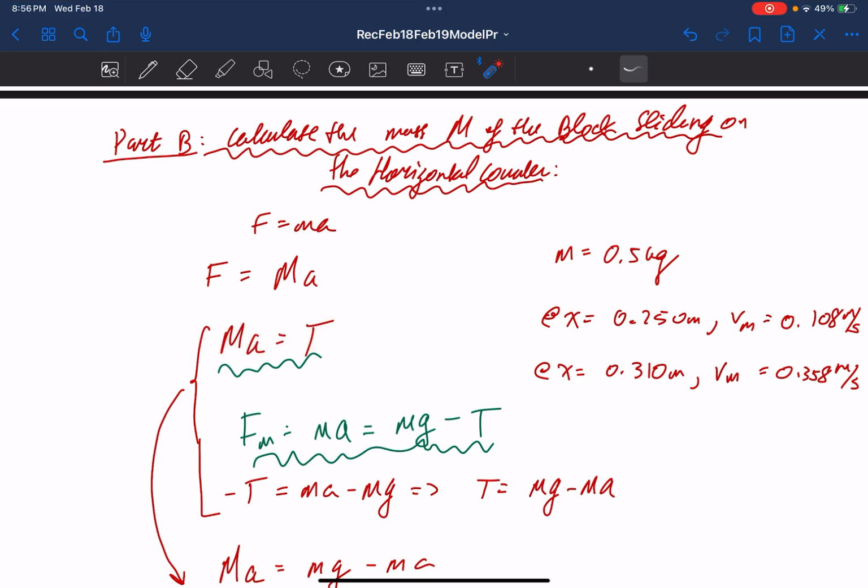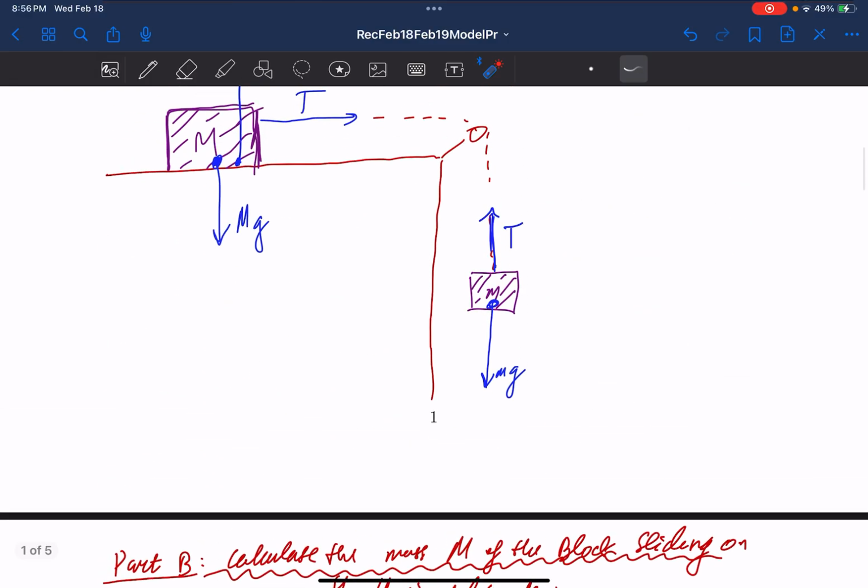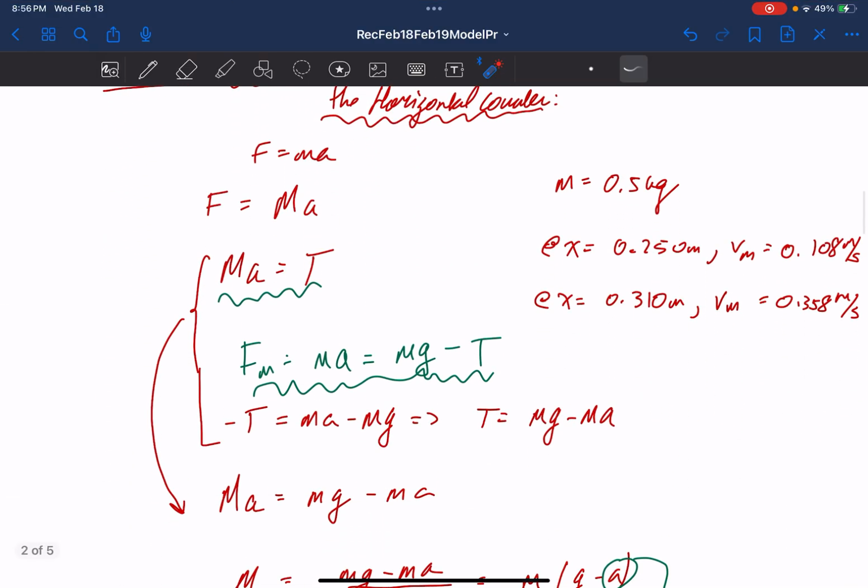And now the next step that we're going to do is sum the forces acting on block little m. Now, block little m has a gravity force that's pointing down and a tension that's pointing up, which means that the net force on block little m is going to equal little ma, according to Newton's law, F equals ma. And the sources of this ma are going to be m times gravity, which is the force of gravity pulling on the block, minus the tension.